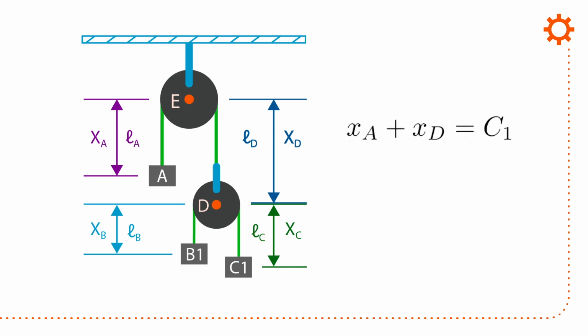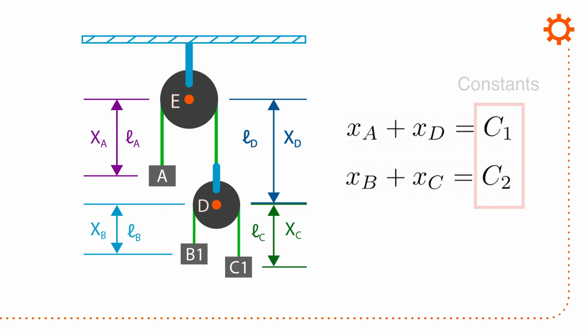So I can write that XA plus XD is equal to a constant, because this green line plus this green line is not going to change in total length. It'll be XA plus the wraparound length plus D. That is the total length of the chord. The second chord is going to be XB plus this wraparound length plus this, LC. So in total length, both of those equal constants.